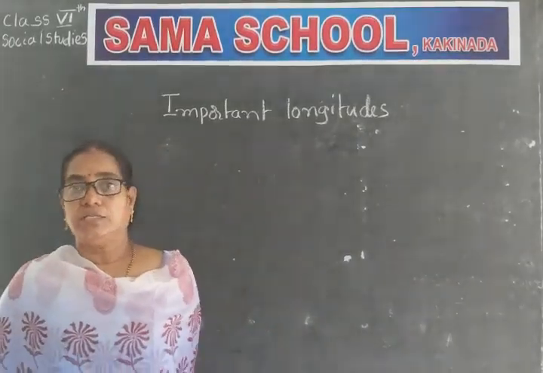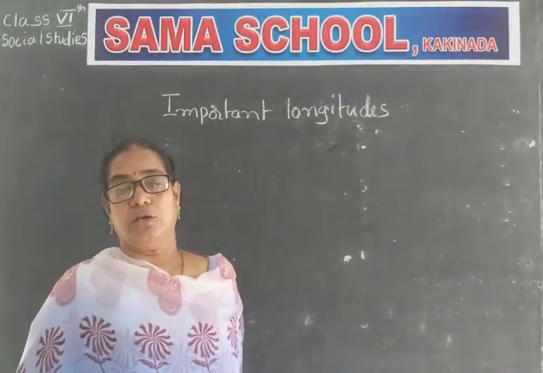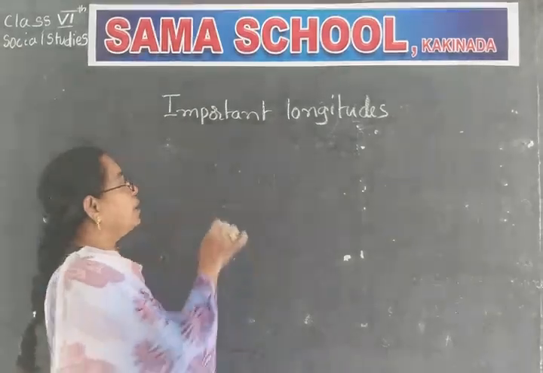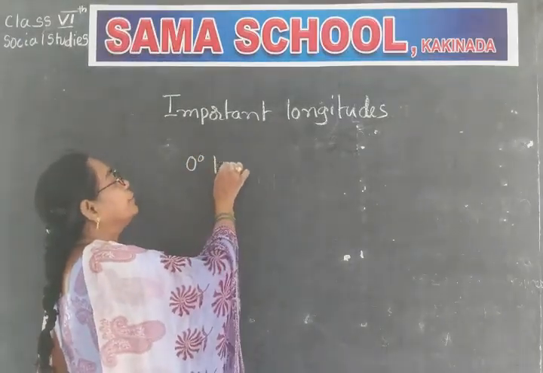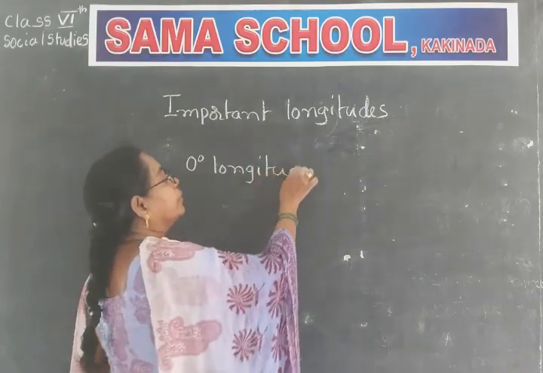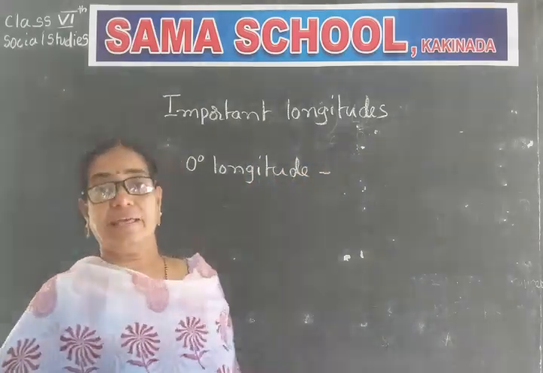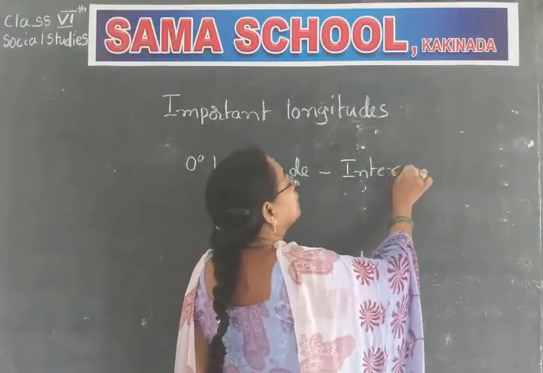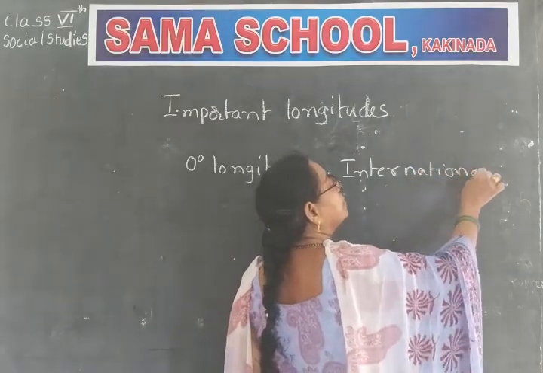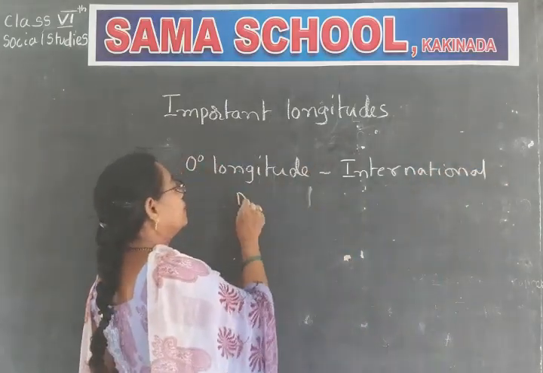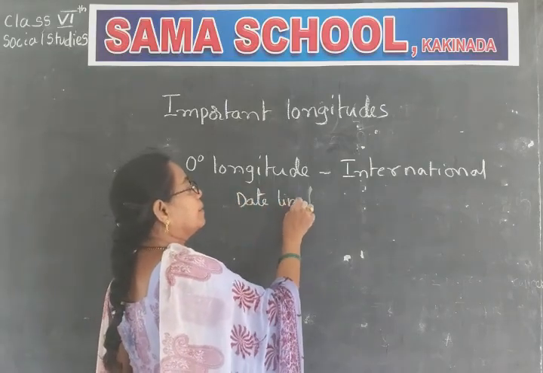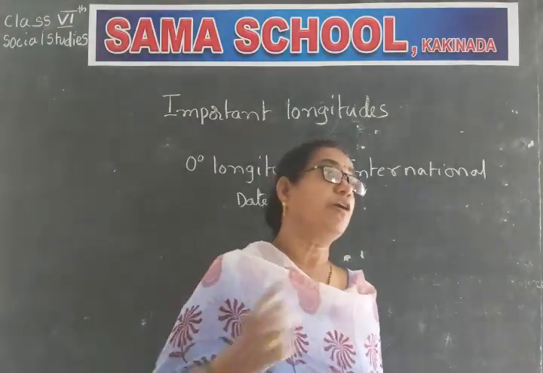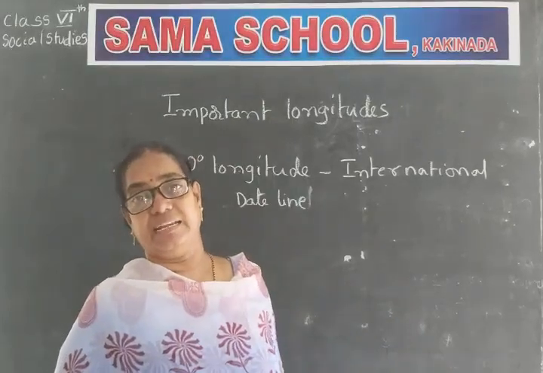Now, important longitudes. There are only 2 important longitudes. I told 5 important latitudes, now I am going to tell about 2 important longitudes. Among them, 0 degree longitude is taken as the international date line. It is also called the international date line because the time starts from here only. Whatever time is taken throughout the world, this time is followed. That's why it is called the international date line.